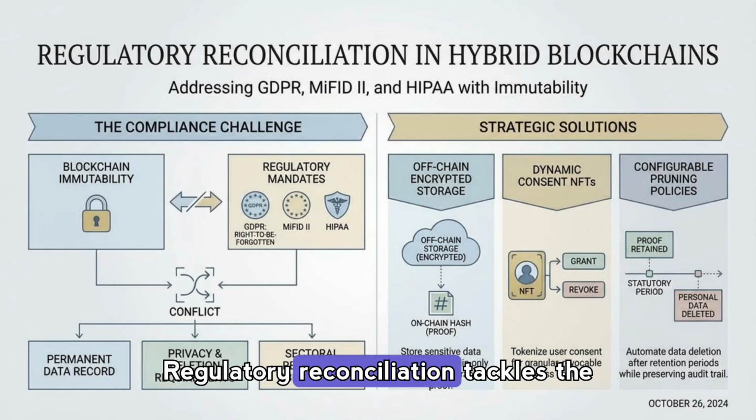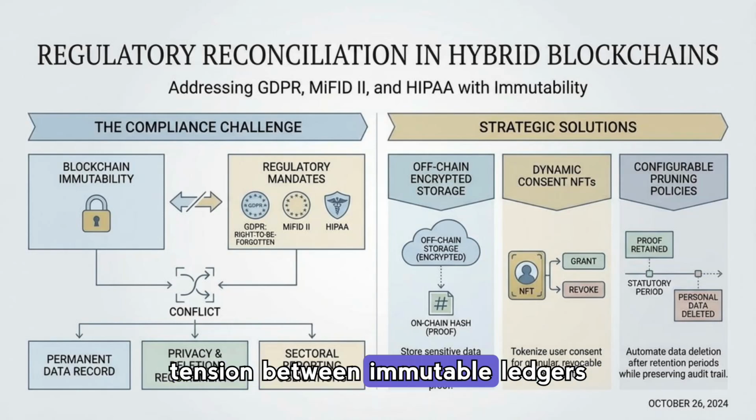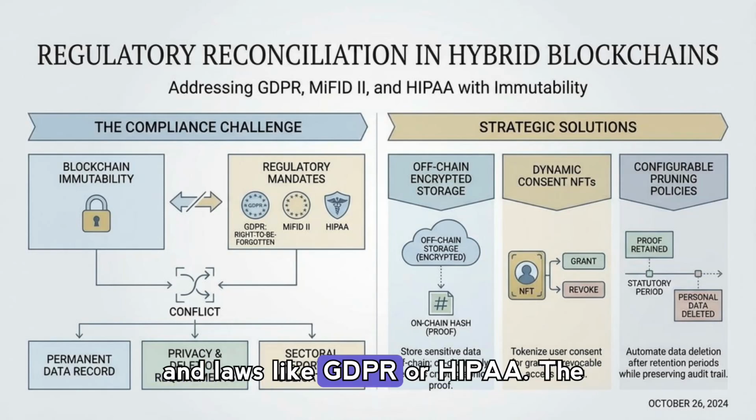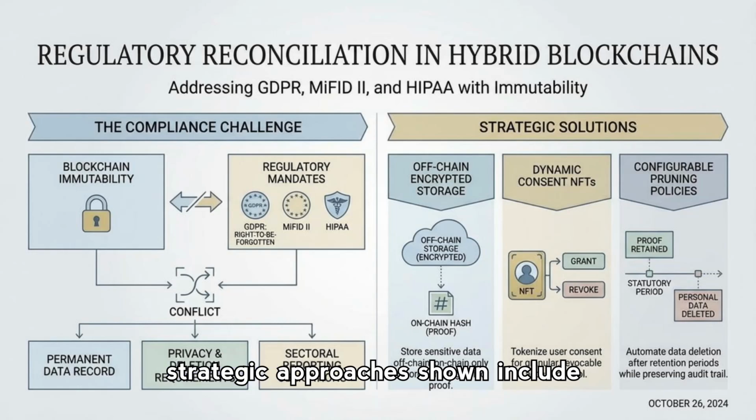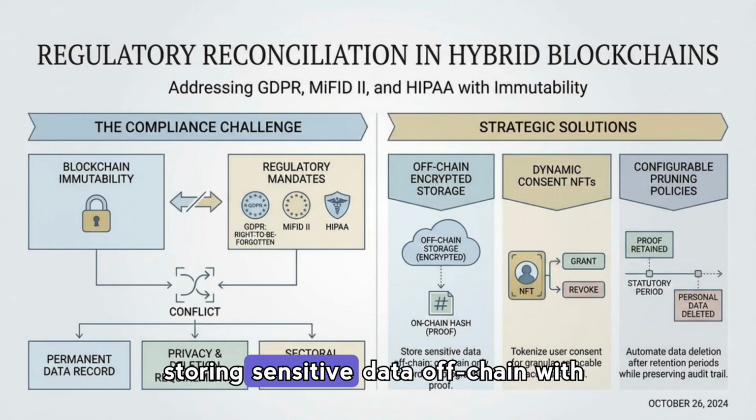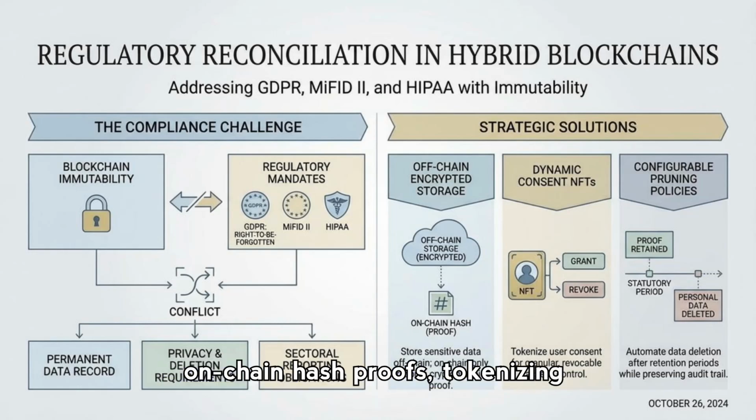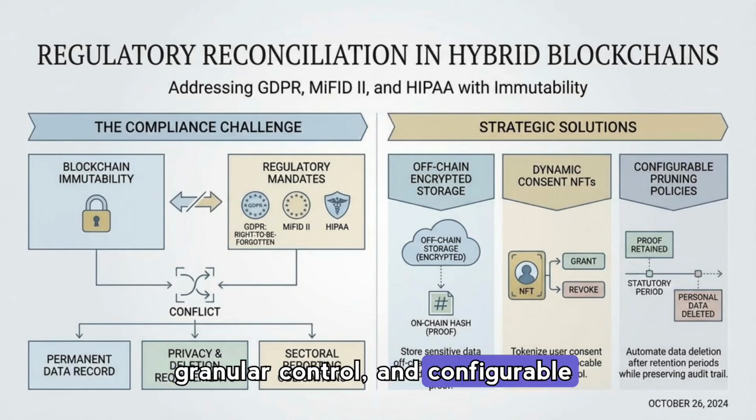Regulatory reconciliation tackles the tension between immutable ledgers and laws like GDPR or HIPAA. The strategic approaches shown include storing sensitive data off-chain with on-chain hash proofs, tokenizing consent as dynamic NFTs for granular control, and configurable pruning policies that automate deletion after retention periods while retaining auditable proof material for sectoral reporting.